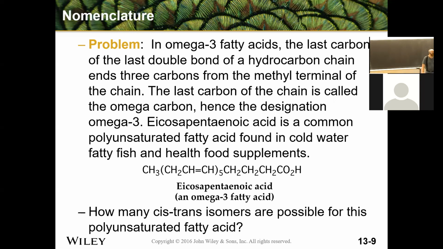In omega-3 fatty acids, the last carbon of the last double bond of a hydrocarbon chain ends 3 carbons from the methyl terminal of the chain. So that's what omega-3 means. You go to the far end of the chain, and then at the 3rd carbon from the end, you have a double bond.